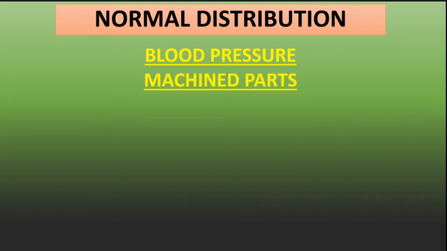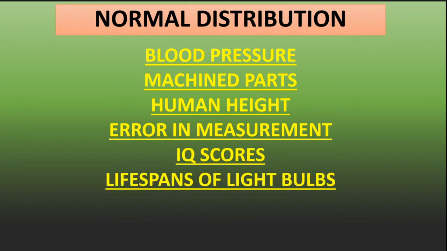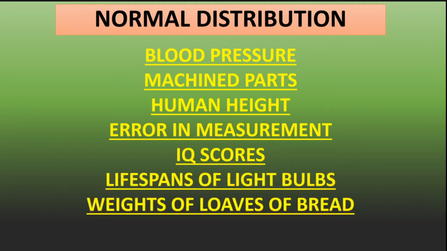It is an extremely important statistical data distribution pattern occurring in many natural phenomena such as blood pressure, machine parts, human height, errors in measurement, IQ scores, lifespan of light bulbs, weights of loaves of bread, and many more. To understand more about normal distribution, let us study its characteristics.